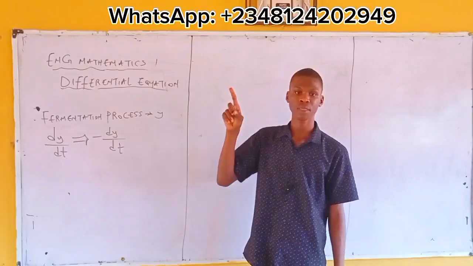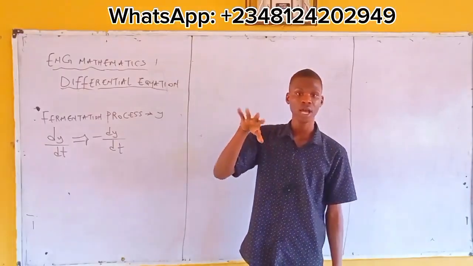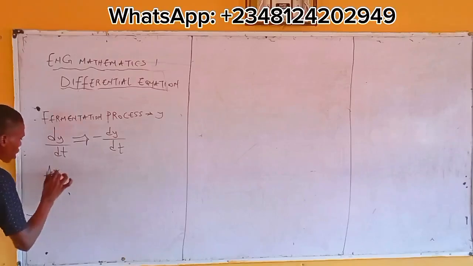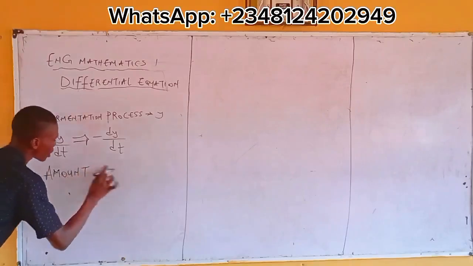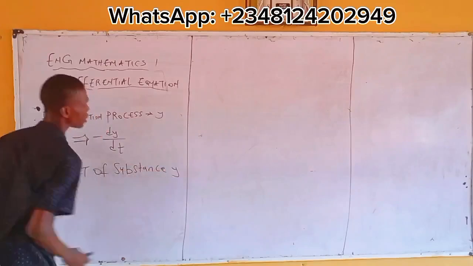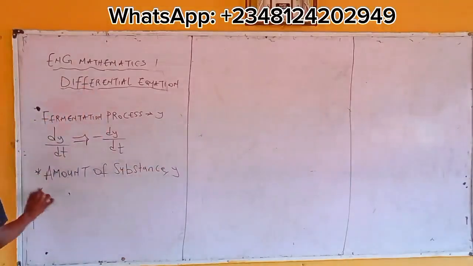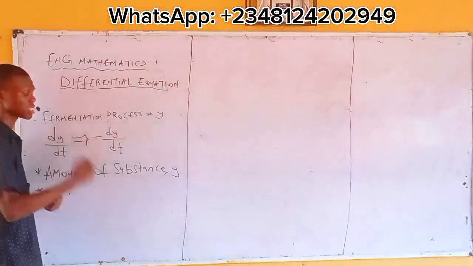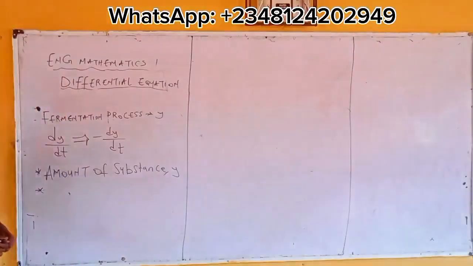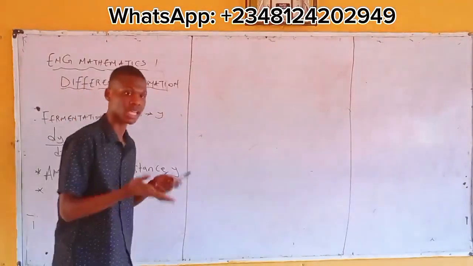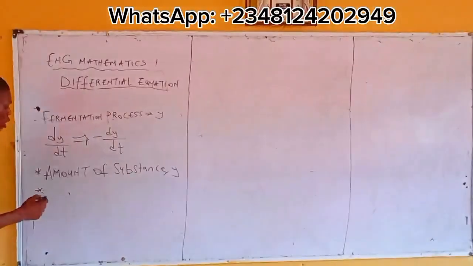Now, this rate of change of the fermentation process varies in two ways. The first one is directly as the amount of substance Y. Meaning this rate of the fermentation process varies directly to the amount of substance Y. And also the amount of active ferment X. This same rate of change still varies directly to the amount of active ferment X.